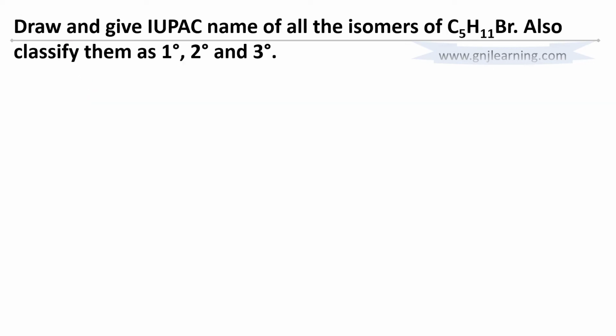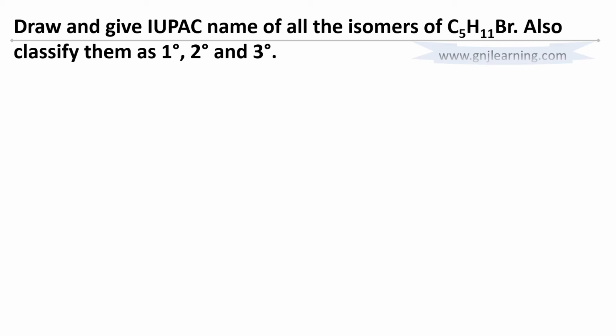So next is: draw and give the IUPAC names of all the isomers of the 5 carbon mono haloalkane, C5H11Br. Also classify these isomers as primary, secondary or tertiary. Clear? So we will start with the first simple 5 carbon haloalkane. So let us start with that.